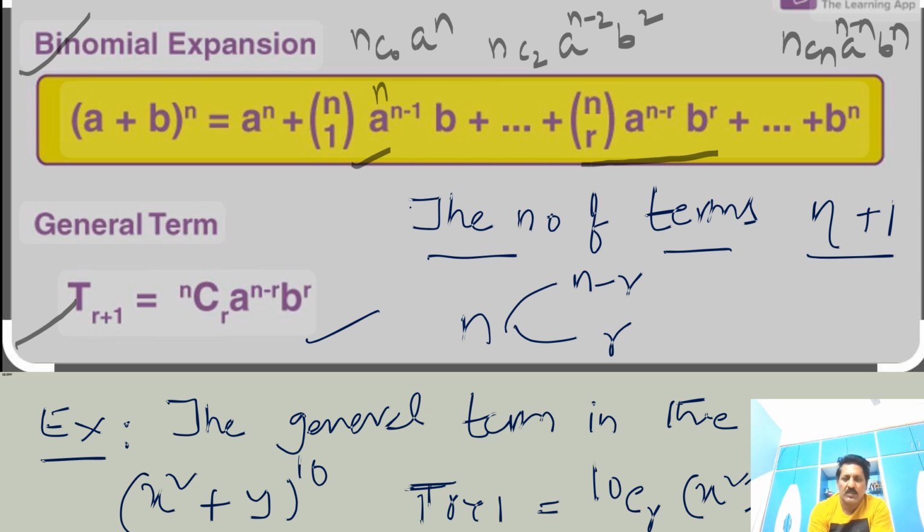Another one is the number of terms in any binomial. Any binomial has power plus 1, n plus 1. Whatever the power is given, the number of terms will be based on the power. The number of terms will be n plus 1.